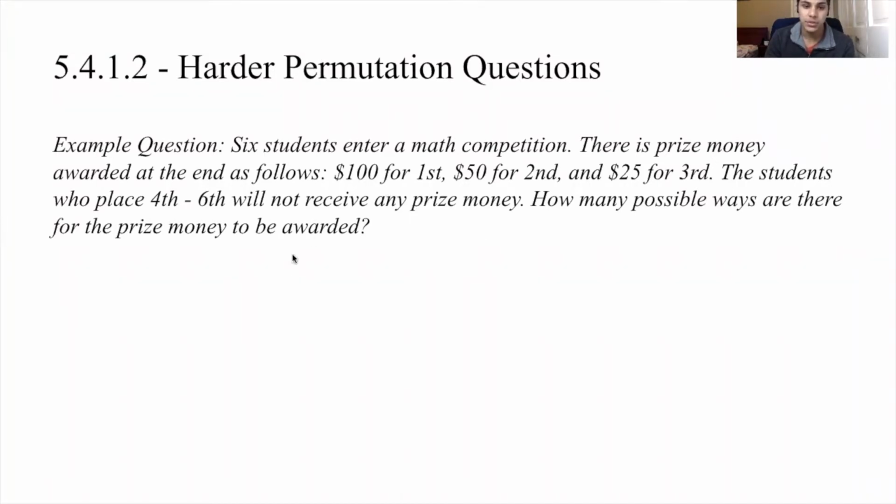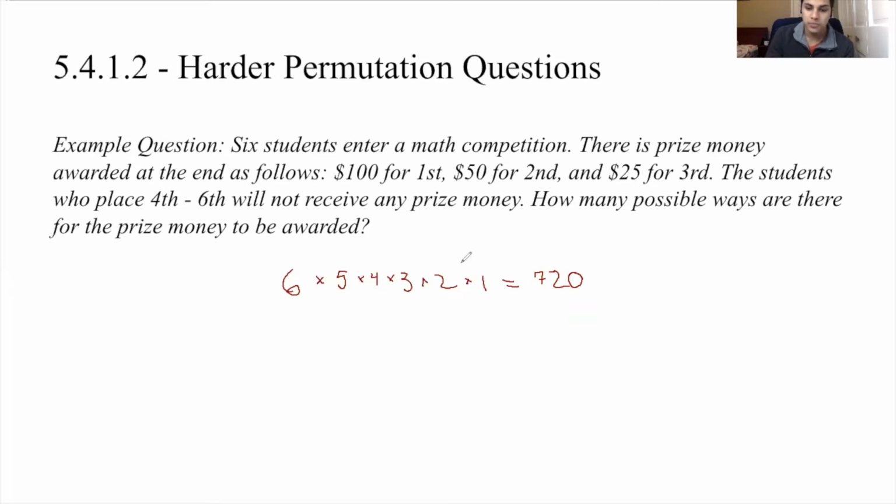We have 6 students, so you might think, okay, well, there are 6 possible students who can come in first, and then imagining one comes in first, there are 5 possible students left who can come in second, and so on, and you could just do 6 factorial to get the total number of combinations of students in different place orders, right? And this would get you to 720. However, the reason that you can't just do this is because it's asking how many possible ways there are for the prize money to be awarded.